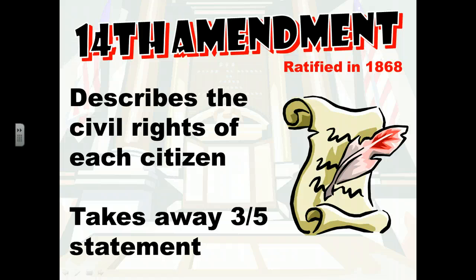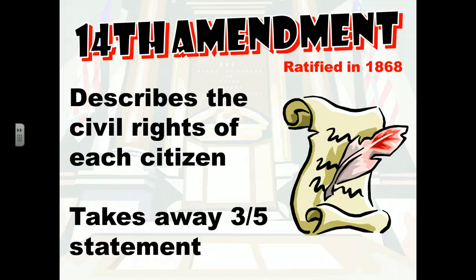The second of the Civil War amendments, the 14th Amendment, was ratified in 1868, and this describes the civil rights of each citizen. Basically, this takes away the 3/5 compromise and just clarifies that slaves, or people that were slaves, now have full citizenship rights.